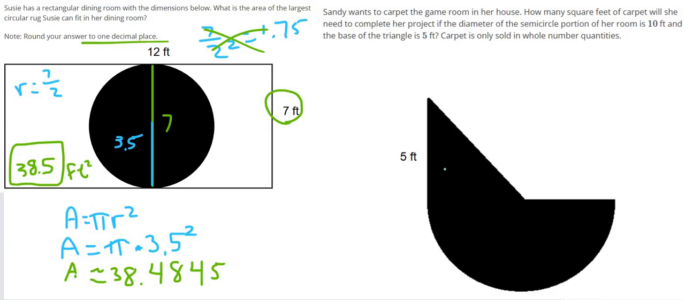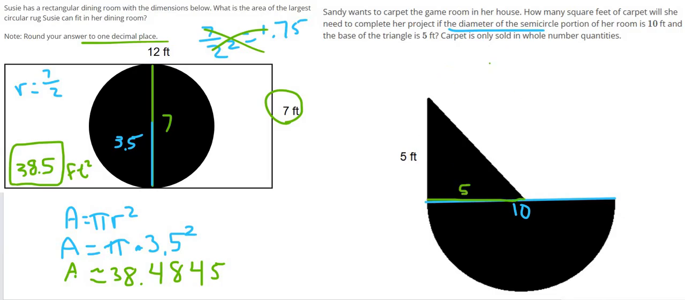For the next question, we have Sandy wants to carpet her game room. Looks like the shape below. We've got a semicircle, half of a circle. The diameter is 10 feet long. So all the way across here would be 10. So that means when we cut this in half, that's going to be 5, and that's also the radius.